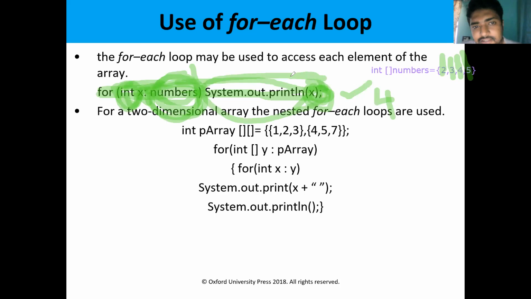So these are the advantages of the for each loop. We can have nested for each loops. In a 2 dimensional array, we need 2 for loops. In a 3 dimensional array, we need 3 for loops. So likewise, we can have 2 for each loops for 2 dimensional arrays and 3 for each loops for 3 dimensional arrays.